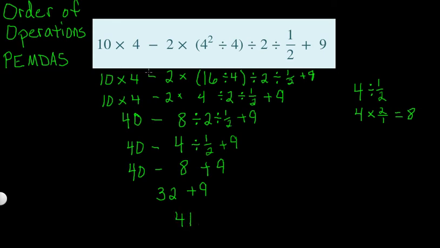So PEMDAS, parentheses, we do 4 squared is 16. 16 divided by 4 is 4. Next, we have multiplication and division from left to right. So we do 10 times 4, that's 40. We do 2 times 4, that's 8. Divided by 2, divided by half. 8 divided by 2, that's 4. 4 divided by a half is 4 times 2 over 1, which is 8. So 4 divided by a half is 8. Then we have addition and subtraction from left to right. 40 minus 8 is 32. 32 plus 9 is 41. And that's how we do it.